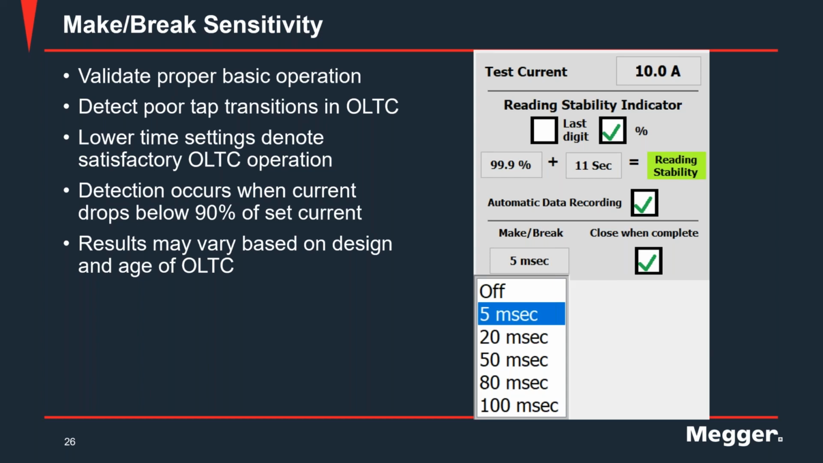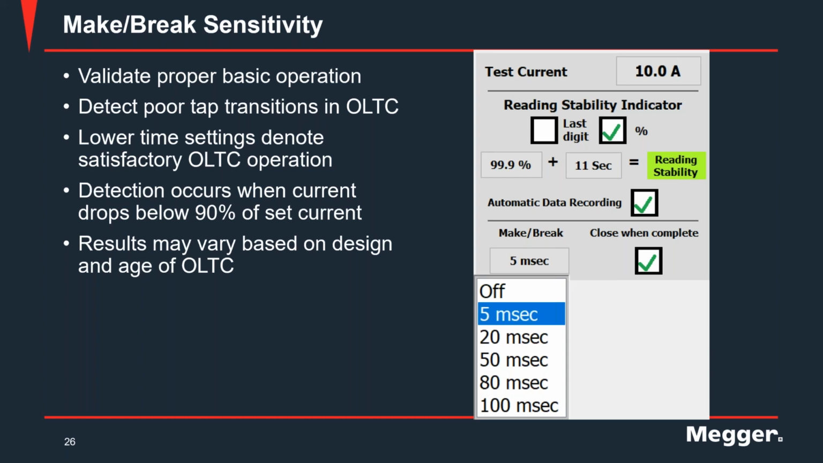And if there is any shortcoming in that operation, whether it's a poor tap transition because of many factors such as maybe an open circuit or high contact resistance, you want to pick those up during your diagnostic testing. And generally, whenever you have a lower time setting for your tap transition and it goes through and it passes, that would mean that your tap changer is in good operation.